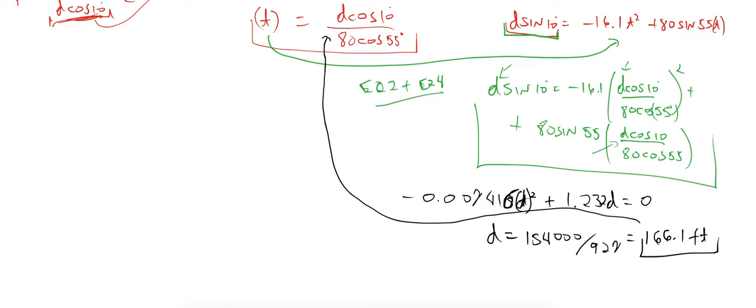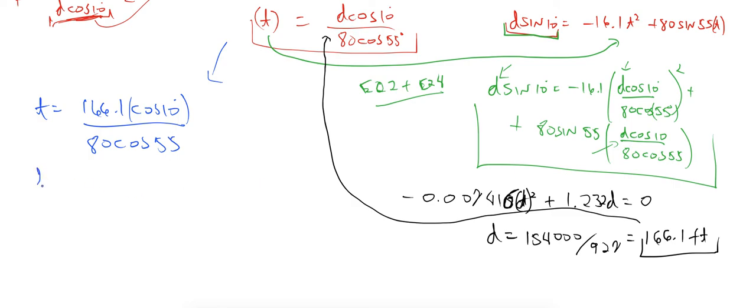So we get that t is equal to 166.1 cosine 10 divided by 80 cosine of 55. Okay, so 166.1 times cosine 10 divided by 80 times cosine of 55. Boom. Let me see. 3.56. So that's the total time of flight, by the way.